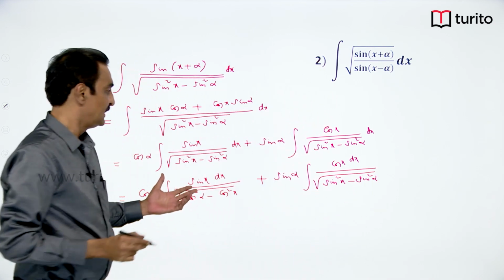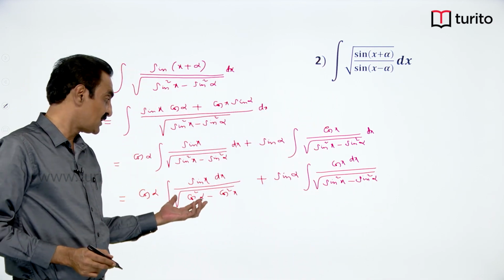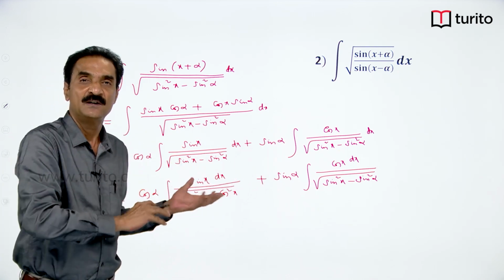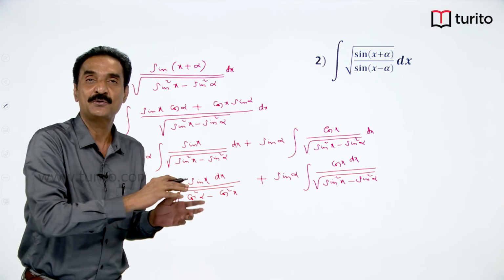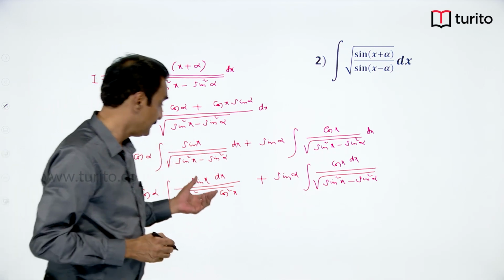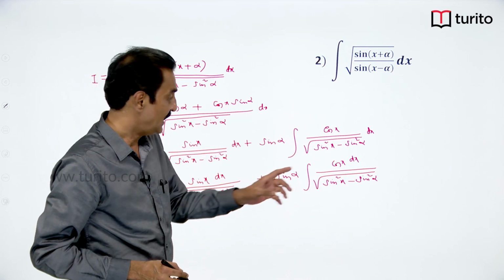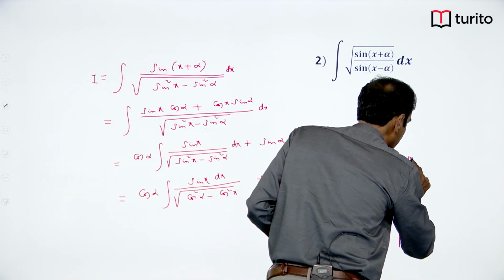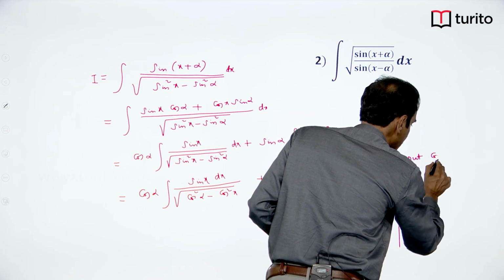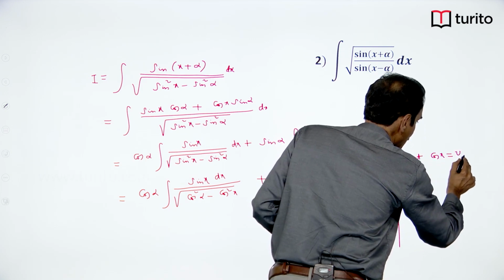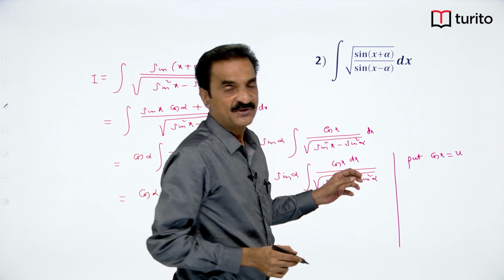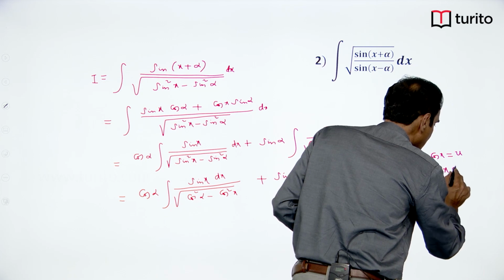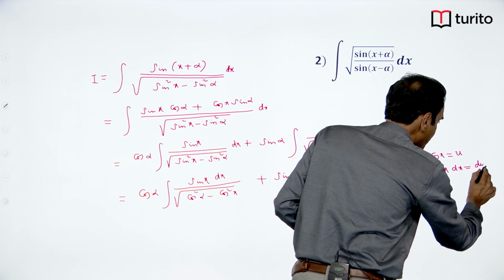Okay. In the first integral we have to put cos x is equal to t, in the second integral sin x is equal to t, but we cannot put sin x is equal to t and cos x is equal to t at a time. So, you put cos x is equal to u and sin x is equal to v. Put cos x is equal to u, then differentiating we get minus sin x dx is equal to du.